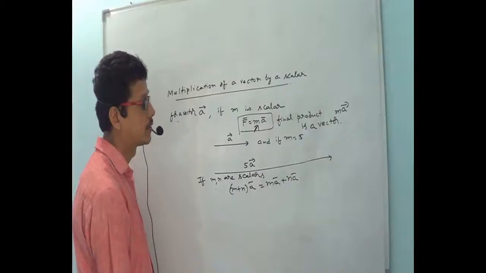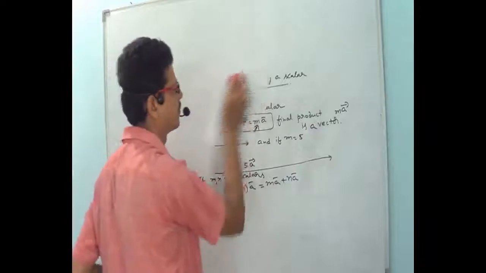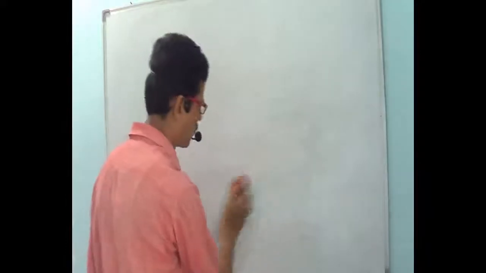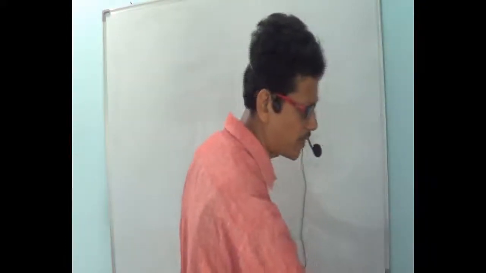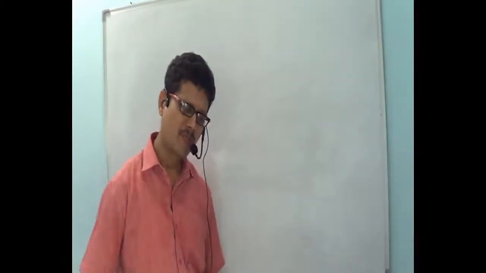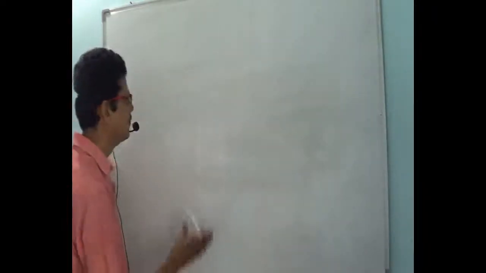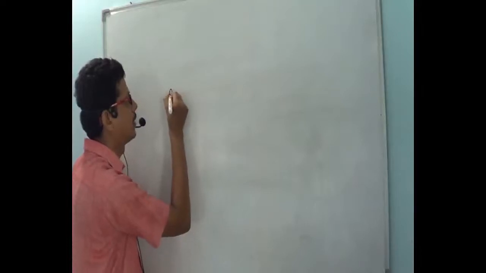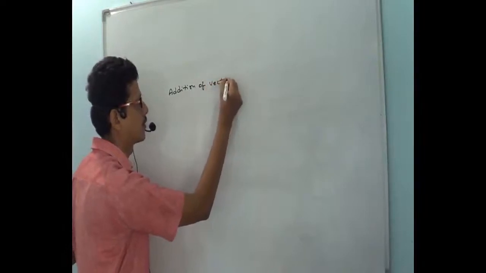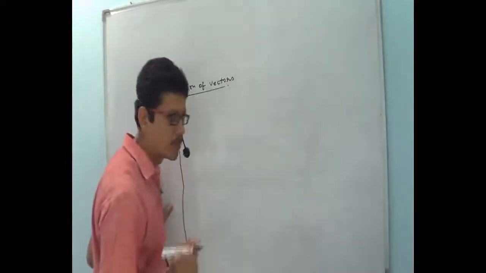I am just erasing this. See, we will go for addition of vectors, then subtraction, and after that we will go for multiplication of vectors. So first, addition of vectors. And then we can go for subtraction.